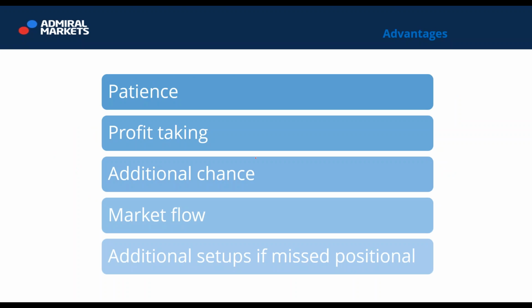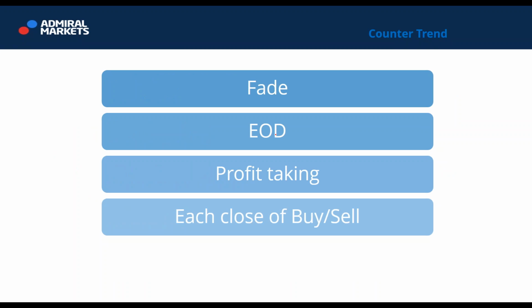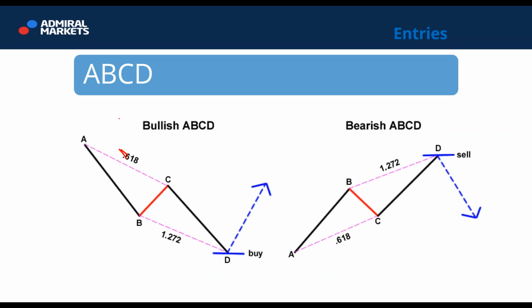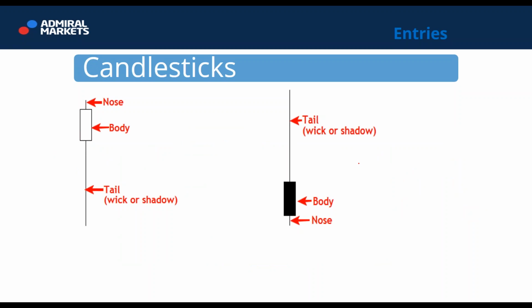For all of you who joined later, these are the main things about counter trend trading, and these are the patterns that we use: ABCD and the 5-0 pattern. Candlesticks also are very important, and I prefer pin bar rejections. So these are pin bar rejections. Very important rejections of support and resistance.